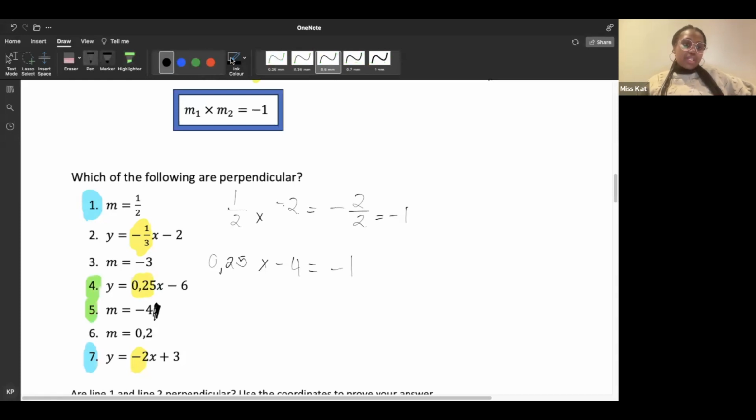I'm going to rewrite these as fractions. Number 1 and 7 was a half and -2, which can be written as -2/1. And number 4 was 0.25, that is the same as a quarter, and -4/1. So I want you guys to look at those and tell me what you realize about them while I take questions. What do we realize about these? Oh, the hands are gone. Oh, there we go. Fatima?